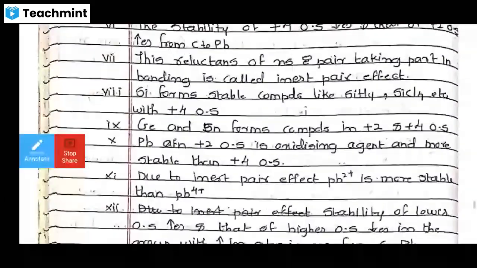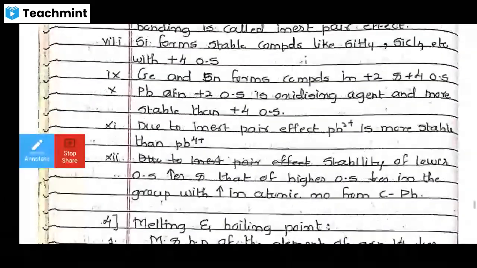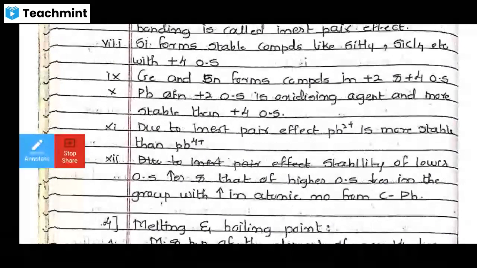So we already talked about the inert pair effect, because the ns electrons are reluctant to participate, and only two electrons participate, that is the plus 2 oxidation state, which is called the inert pair effect. But donating four electrons is not possible. It requires a large amount of energy to donate the four electrons. That's why silicon follows the electron sharing pathway.